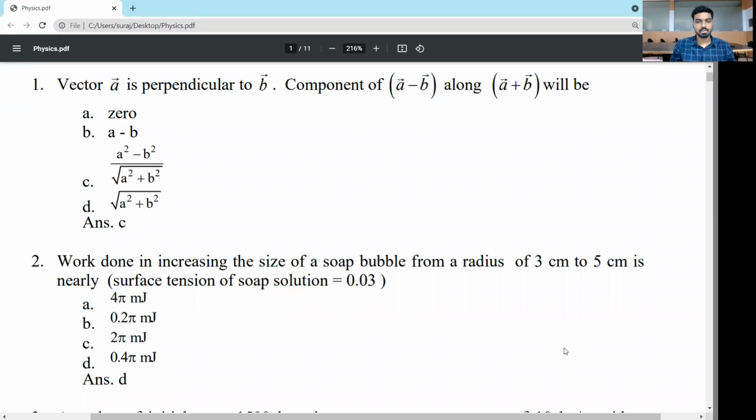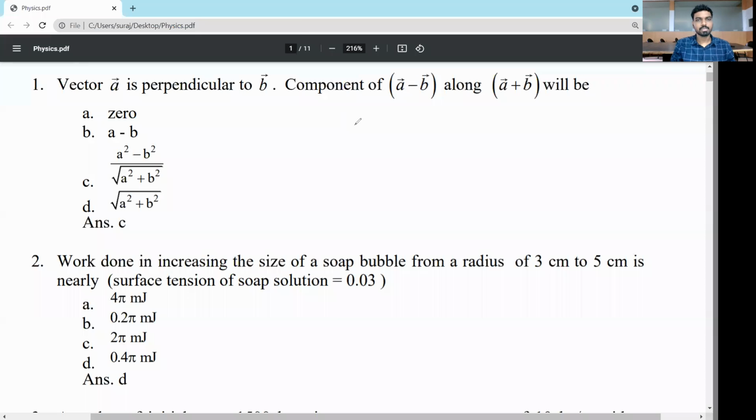Let us discuss today's paper, the AIMTS physics paper, dated 3rd of September. Coming to the first question. What is given here?